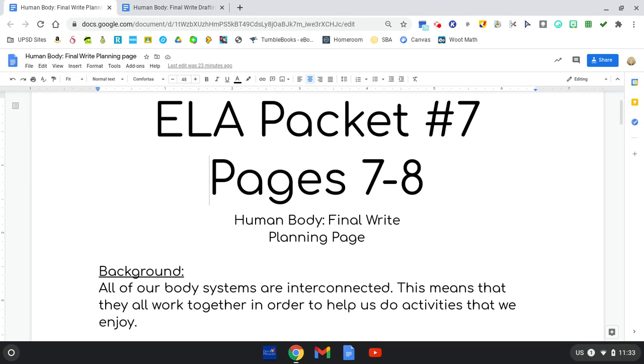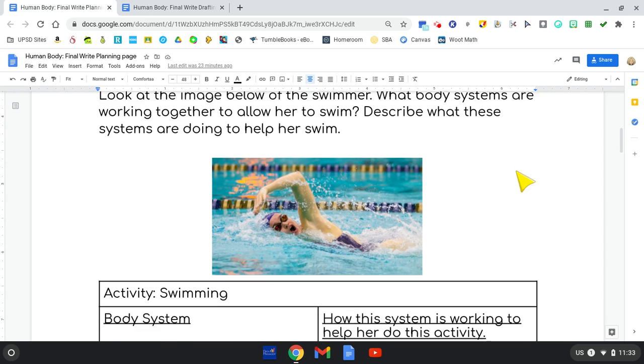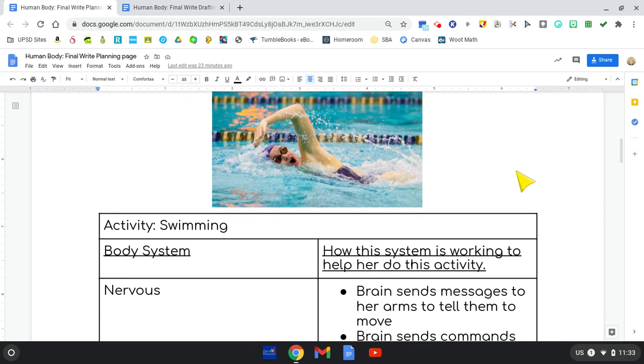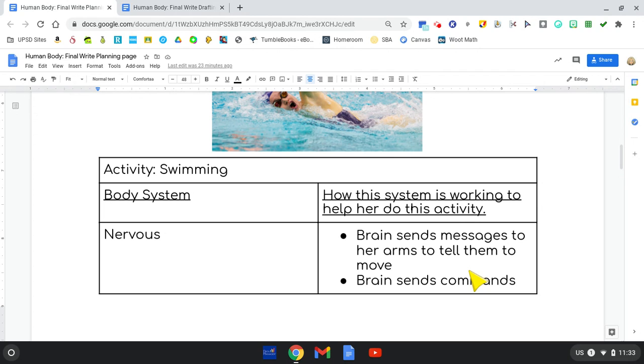Today we're going to work on the drafting page. Yesterday we completed the planning page. Remember, we did the swimming example together, and we chose the 3 systems in our body that were working together to help us swim. Now we know there's a lot more systems that we could have picked, but we kind of stuck with the main 3, the nervous, the muscular, and the skeletal. And then we brainstormed how those are helping our body do this activity, which in this case was swimming. Your job was to come up with your own activity, pick your own body systems, and explain how they're working together in your body to help you do the activity that you chose.